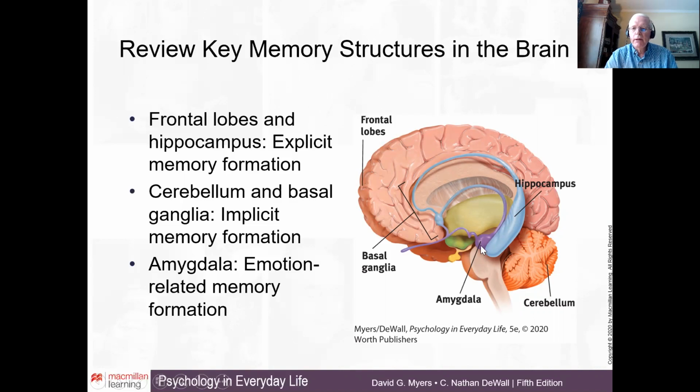Here's the amygdala that we associated with flashbulb memories, it being more activated, the emotional processor of our brain when those flashbulb memories occur. And then in thinking about implicit memories, we take a look at the cerebellum here that's involved in the processing and storage of memories associated with classical conditioning experiences. And then the basal ganglia, these structures deep in the brain that are involved with skill memories.